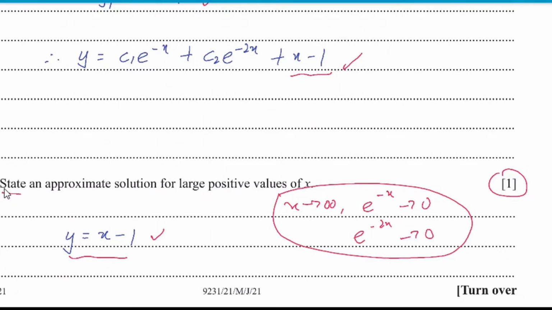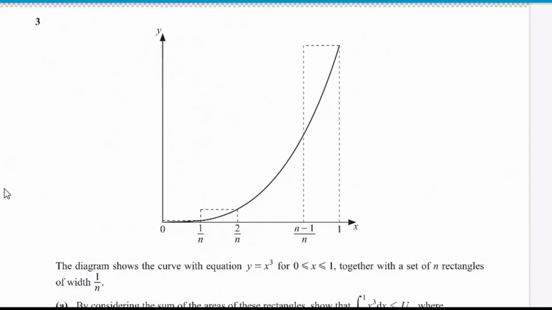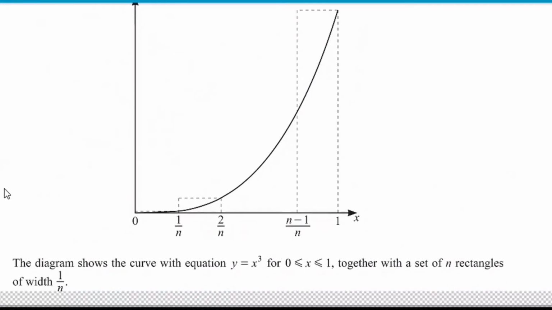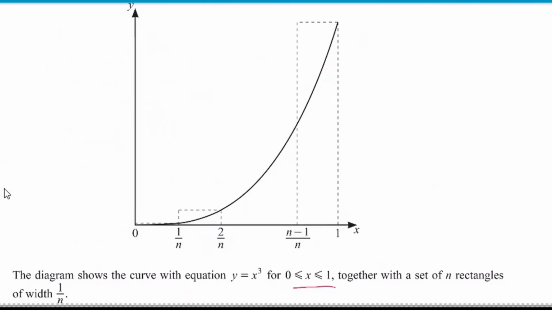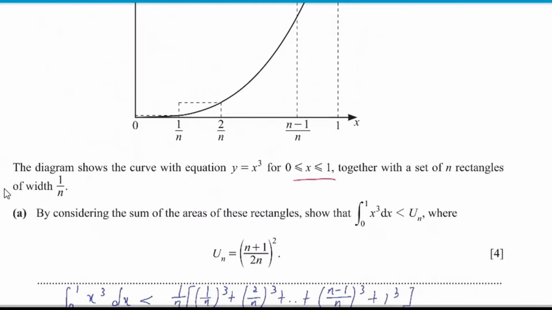Okay, let's look at the next question. This is the question about rectangles. We have the curve of x cubed, and x is from 0 to 1, together with a set of n rectangles with the width 1 over n. By considering the sum of the areas of these rectangles, show that the integral of x cubed is less than the Un. The Un is given by this expression. So the Un here is the upper bound for the area under the curve.